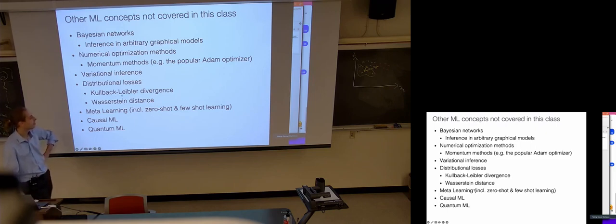Again, the KL divergence, Wasserstein distance, and so on. We haven't done any meta-learning at all. And meta-learning is this concept of learning to learn. How do you learn some tasks and then have the ability to generalize to new tasks that are quite similar?